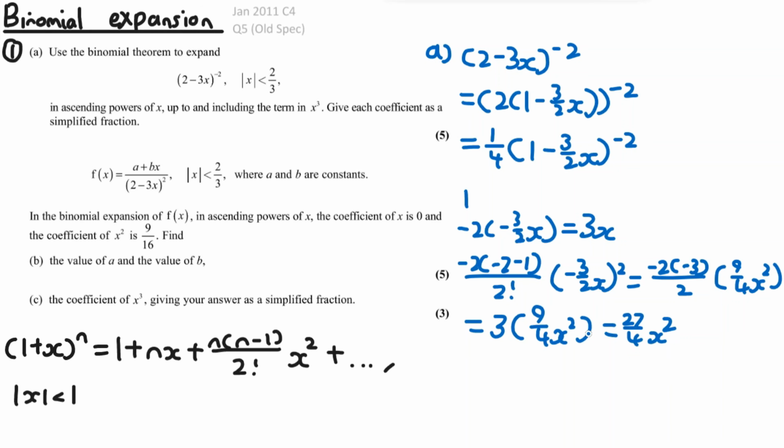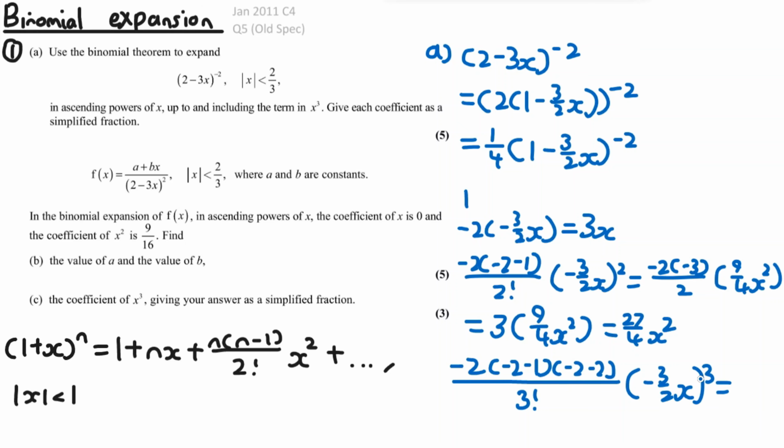So this is the next term, and the term after that is going to be minus 2 of minus 2 minus 1 of minus 2 minus 2 over 3 factorial. Please remember the factorial here, so it's going to be 6, 3 times 2, of minus 3 over 2 x cubed. I'm just going to put this into a calculator, it's quite long. If you put it into a calculator, you get an answer of 27 over 2.